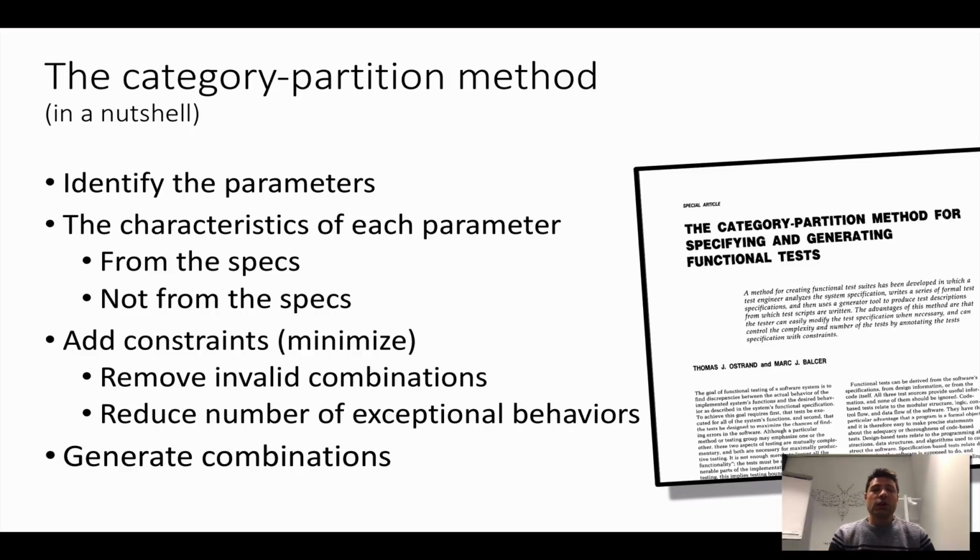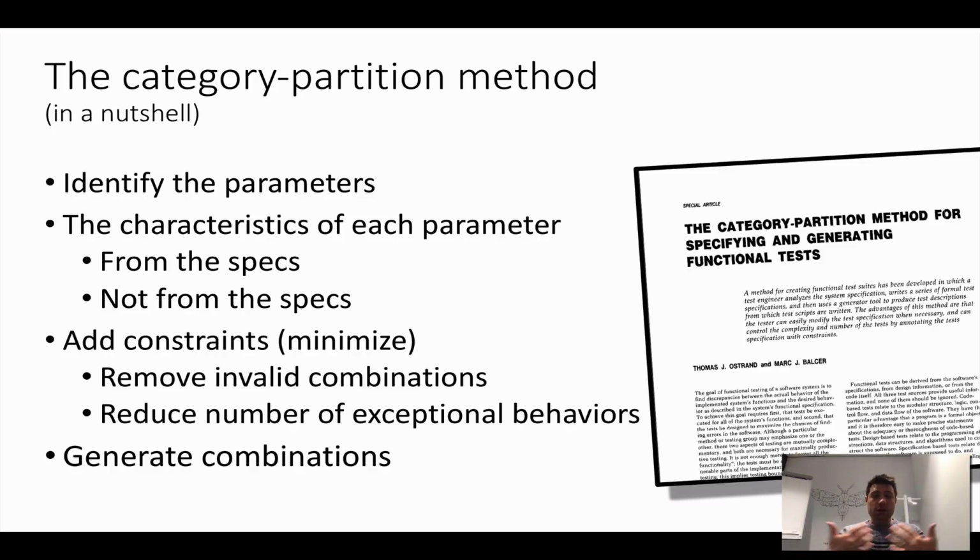And this is in a way known as the category partition method. So we try to identify the parameters or the inputs that we have, then the characteristics of each parameter and how they can influence my software. A lot of them come from the specification. Some don't come from the specification, but I can use my knowledge as a tester. And then I just combine them all, right?